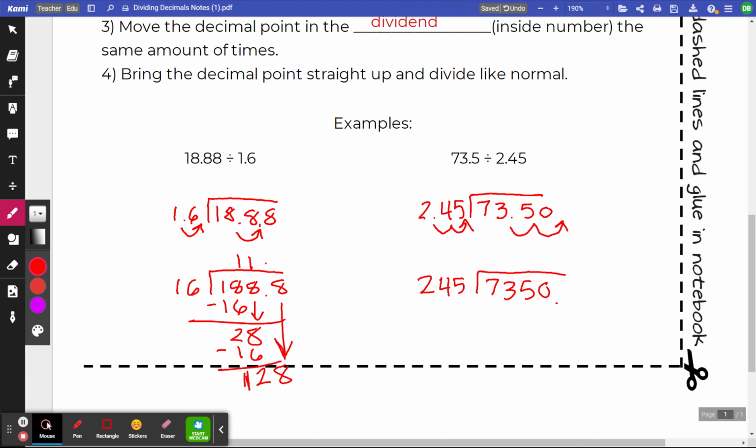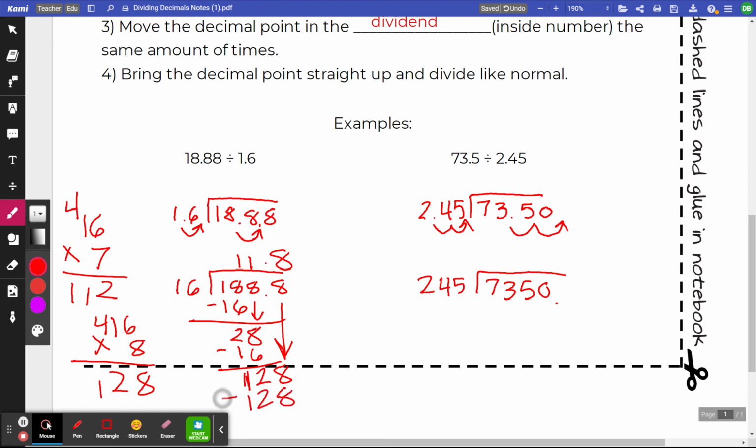Sorry, that's supposed to be a 1. I don't know. Let me try 16 times 7. 7 times 6 is 42. 7 times 1 plus 4 would be 11. I think it's gonna go one more time. 16 times 8. 8 times 6 is 48. 8 times 1 plus 4 is 12. There we go. So 16 times 8 is 128. Minus 128 is 0. So there we've got 11.8 as our answer.